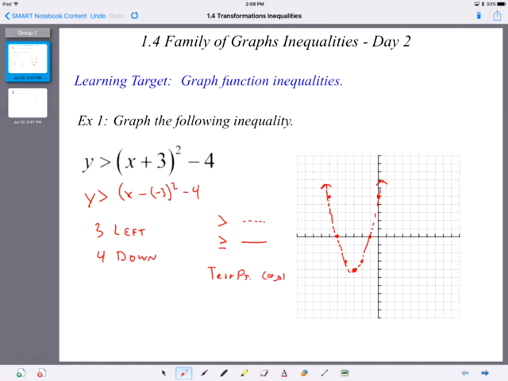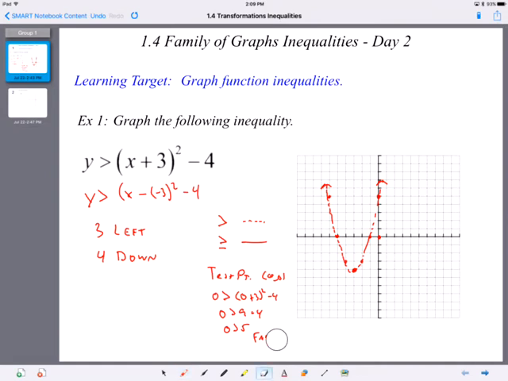And in most cases, 0, 0 is an easy point to test, so you plug it in. 0 is greater than 0 plus 3 squared minus 4. So 0 would be greater than 9 minus 4. And 0 is greater than 5. Well, is 0 greater than 5? No, that's false. So at that point, 0, 0, which is right here, if that's false, then all those points outside the parabola are false, so that means you can shade inside.